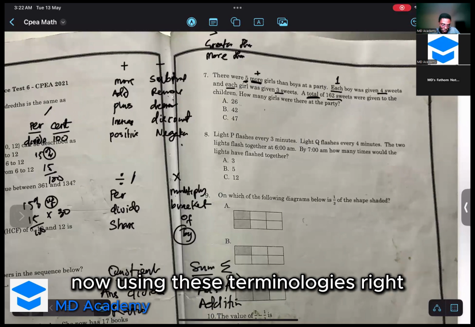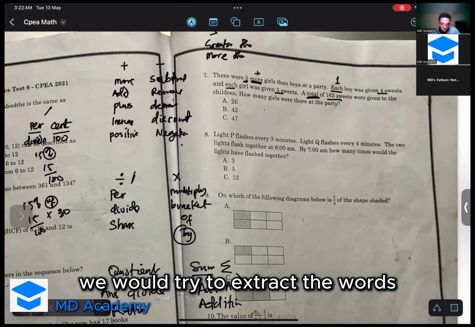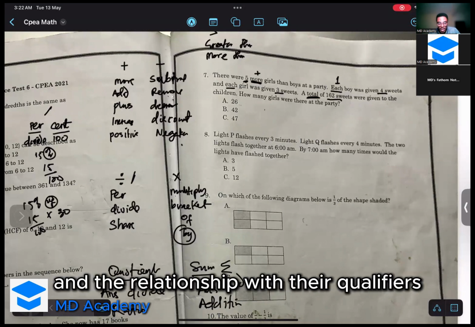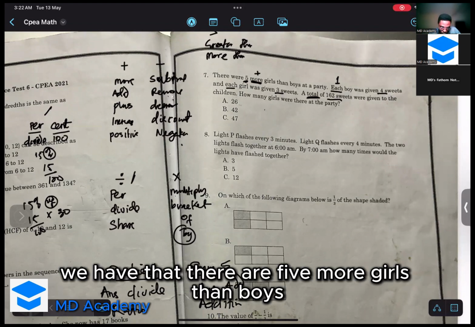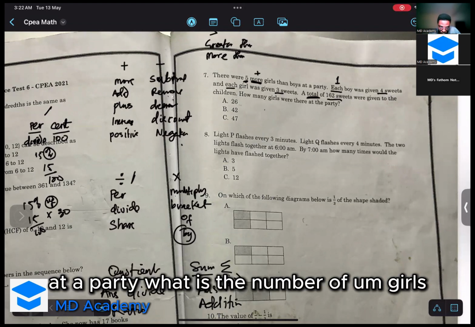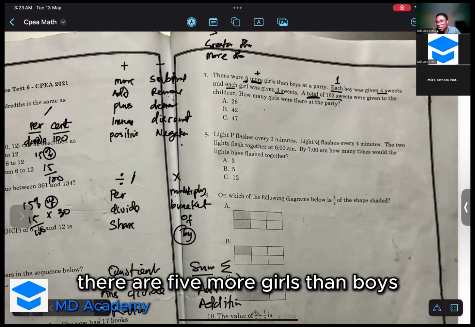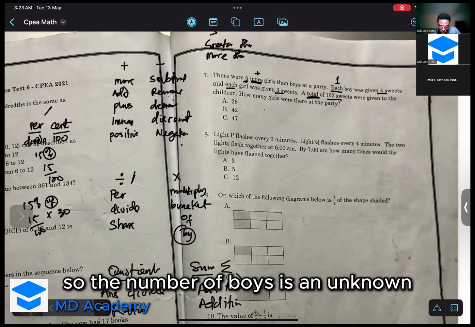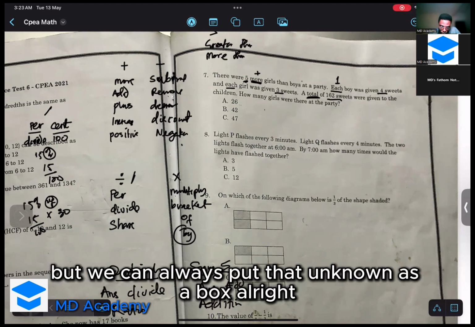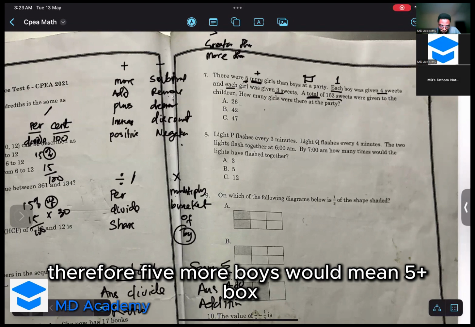Now, using these terminologies, we would try to extract the words and the relationship with their qualifiers. For example, we have that there are 5 more girls than boys at a party. What is the number of girls? There are 5 more girls than boys. It's dependent on the boys. So the number of boys is an unknown, but we can always put that unknown as a box. Therefore, 5 more than boys would mean 5 plus box.